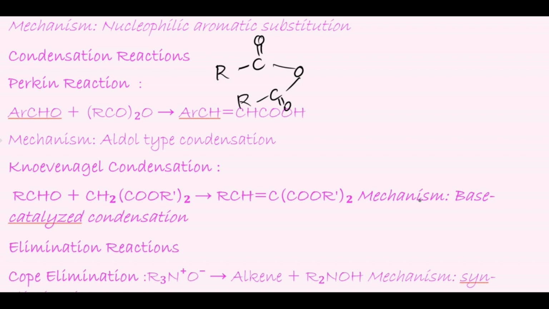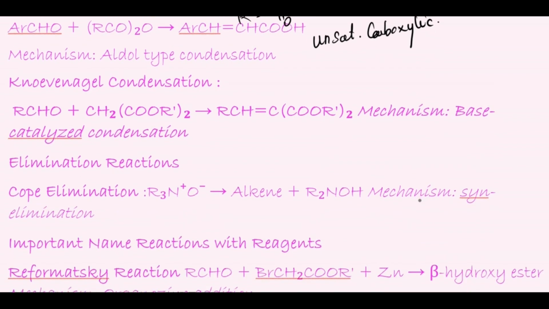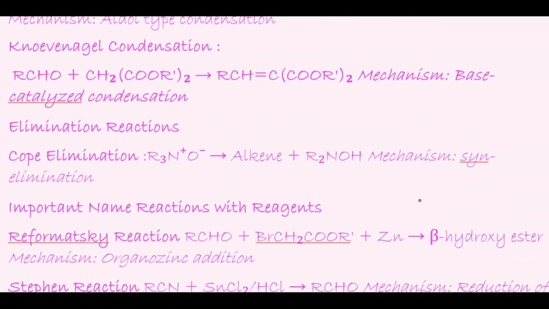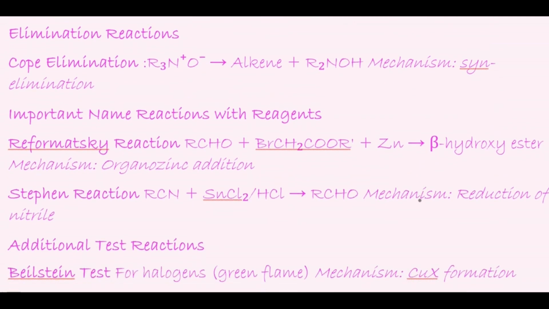So this is just giving you alkenes or unsaturated carboxylic acid. It's also following the aldol condensation type. Perkin reaction, it is a base catalyzed reaction. It's again giving you an unsaturated salt, the carboxylic acid salt of a carboxylic acid.